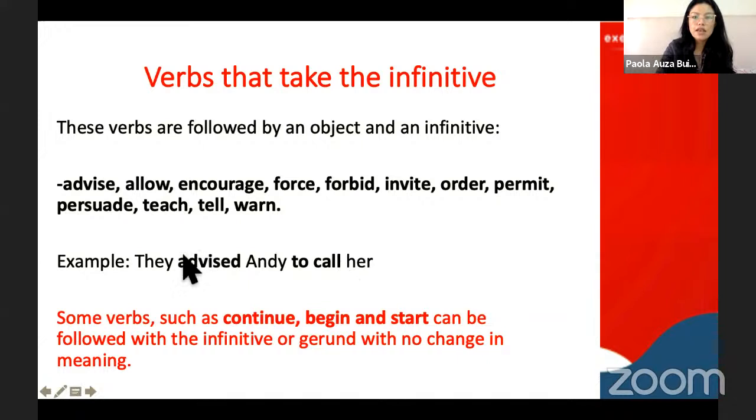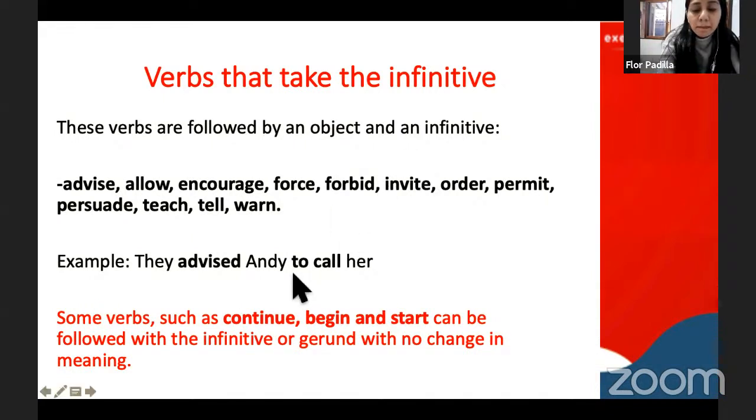Or they can say they begin to call her, or they begin calling her. You know what I mean? It's the same. They start to call her, they start calling her. The meaning is the same. So you choose which one you want to use. All right, but the meaning is totally the same.